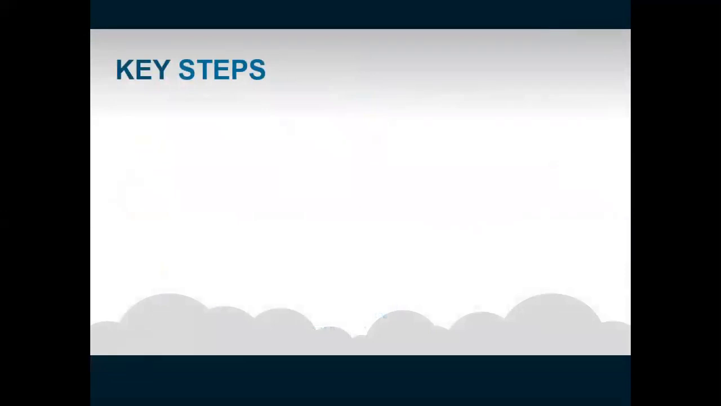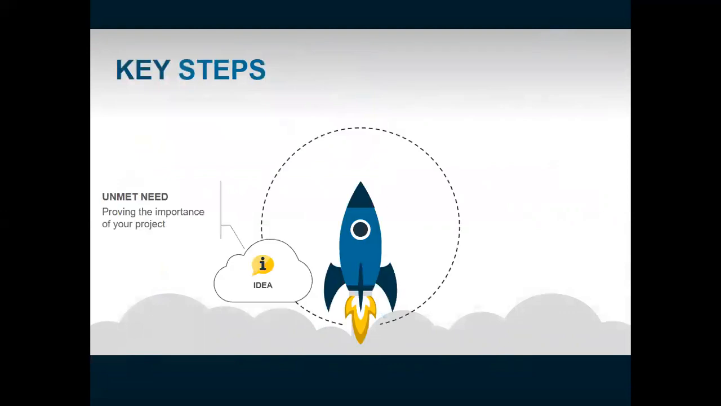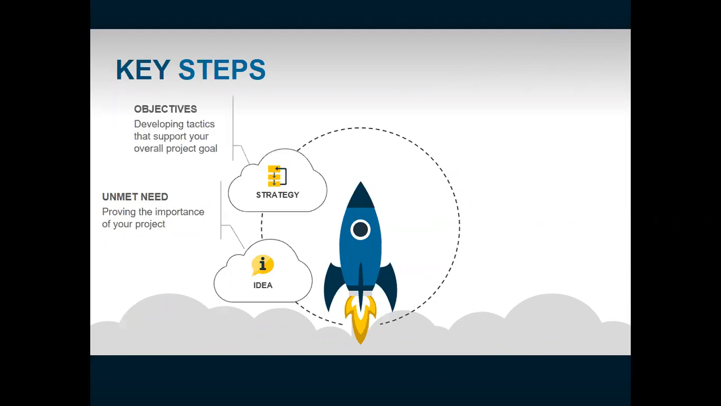There's basically 5 steps in this process, and in the application it's fairly straightforward, but we're just going to run through those very quickly. The first step is to really talk about the importance of your project and to identify that unmet need. The second thing is to really focus on the objectives. What is your strategy as you move through your project? What are the tactics that support your overall project goal? As you're thinking about your unmet need, what are the ways in which you think you can address that unmet need through this specific project?